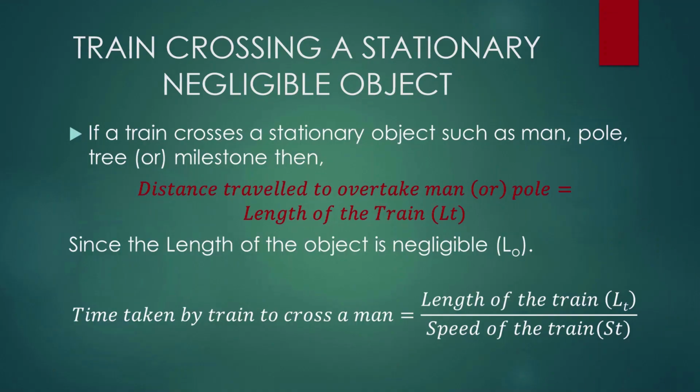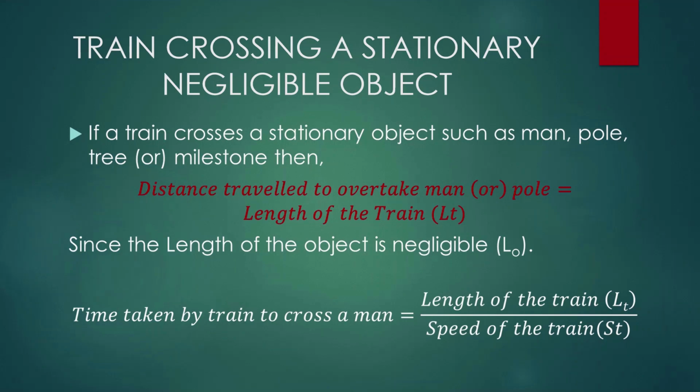Train crossing a stationary negligible object. If a train crosses a stationary object such as a man, pole, tree, or milestone, then we can say that the distance traveled by the train to overtake that stationary object is equal to the length of the train. So in this concept a train is crossing a stationary object. It can be a man who is standing still or a pole or a tree, etc. Then the train has to travel a certain distance to overtake that stationary object. So that distance is given as distance is equal to length of the train.